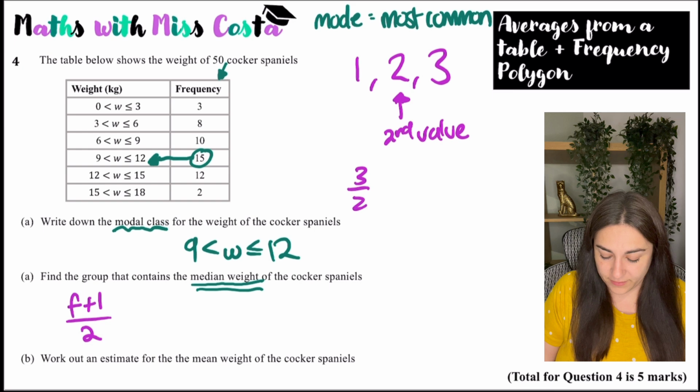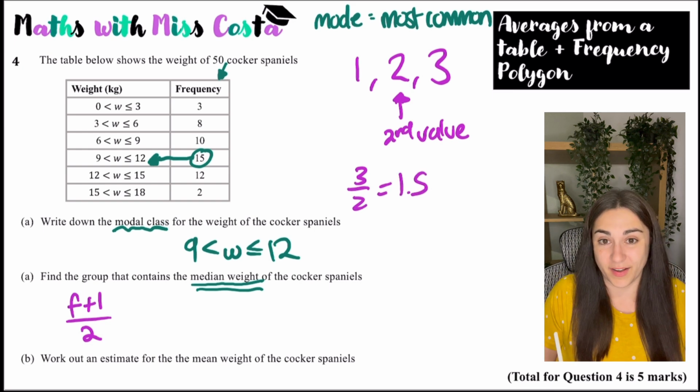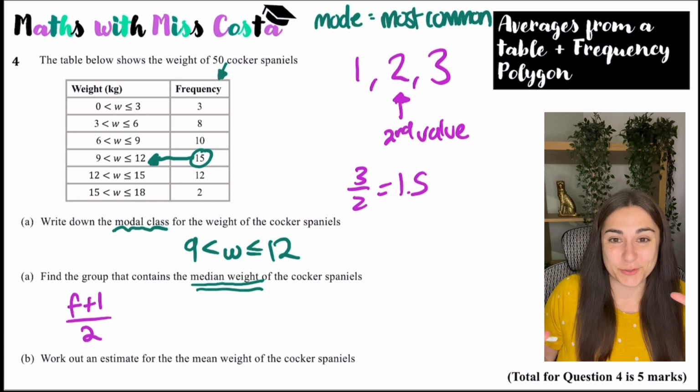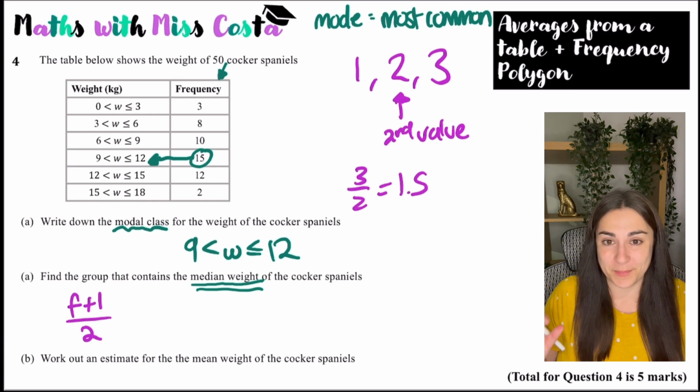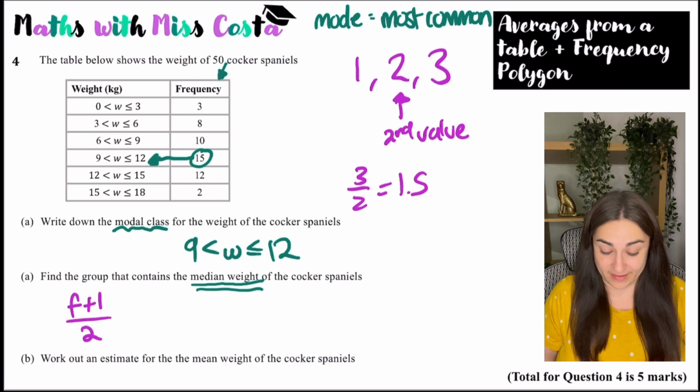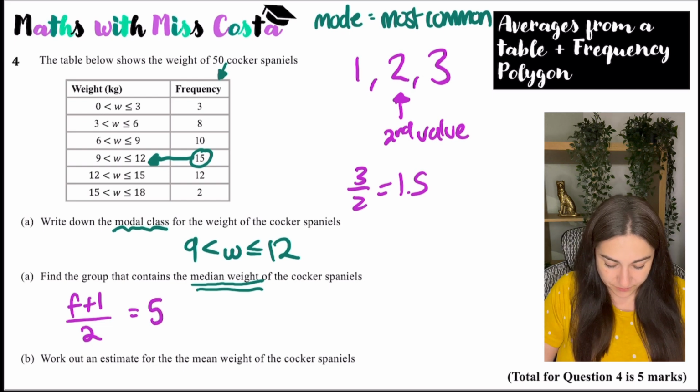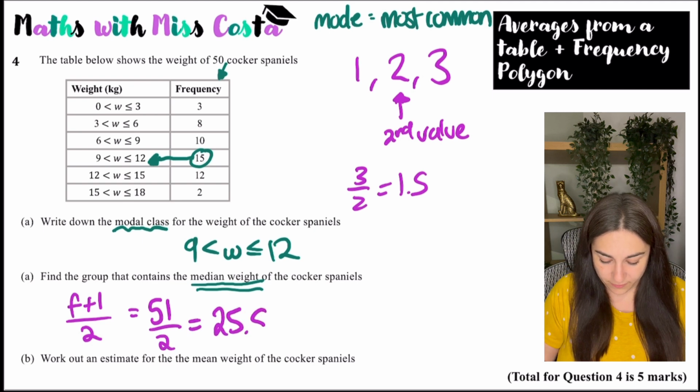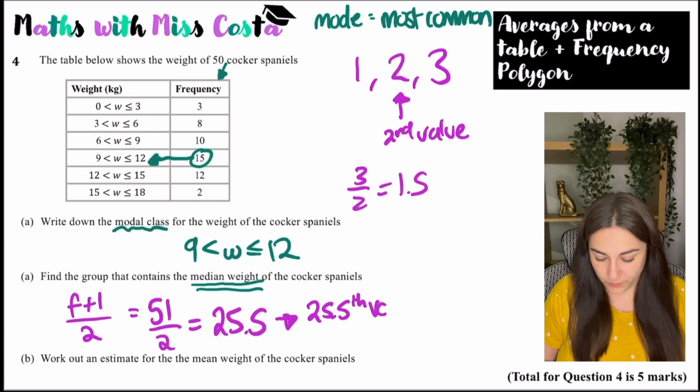But if I did 3 divided by 2, because there are 3 numbers, that's 1.5. So it's a little trick that sometimes doesn't make sense to people, but to find the median, you do whatever the total is plus 1, and then you divide it by 2. And that tells you what the median number is. So 51 divided by 2 is going to be 25.5.